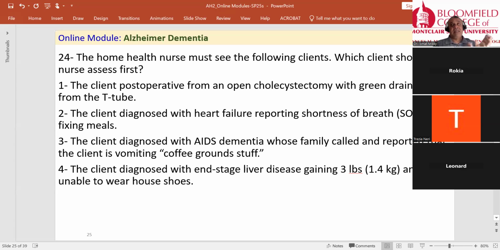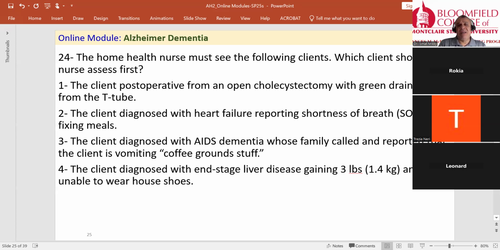And always it's unexpected, unpredicted, or unusual things, like unusual manifestations, complications, or unusual symptoms of a certain disease. That would always be the first one. So if you go with the first option, the T-tube: a patient post-op with a T-tube after cholecystectomy, is green drainage something expected? Only for the first day, no?